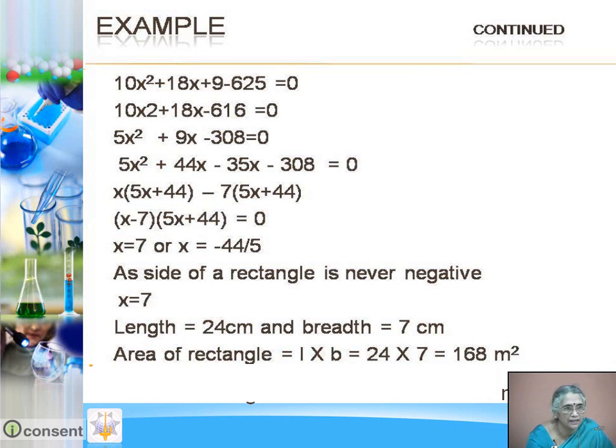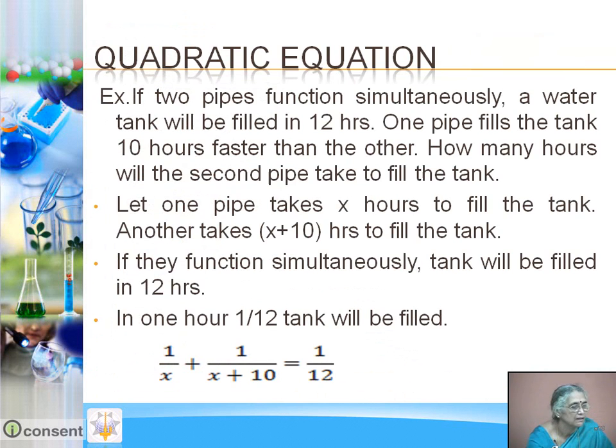Again, as side of a rectangle is never negative, so we don't accept value minus 44 by 5, and so x is equal to 7. And obviously length is 3 into 7 plus 3, that is 24, and breadth is 7. So what is area now? Area is length into breadth. So 24 into 7, and that gives you area of rectangle is equal to 168 meter square.